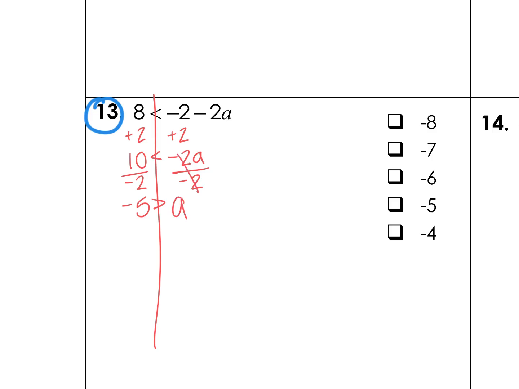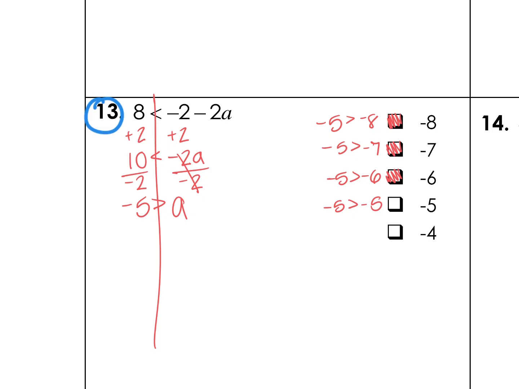Okay, so now let's fill in our boxes. -5 is greater than -8. That is true. It is more to the right on my number line. -5 is greater than -7. That is also true. -5 is greater than -6. Yes.